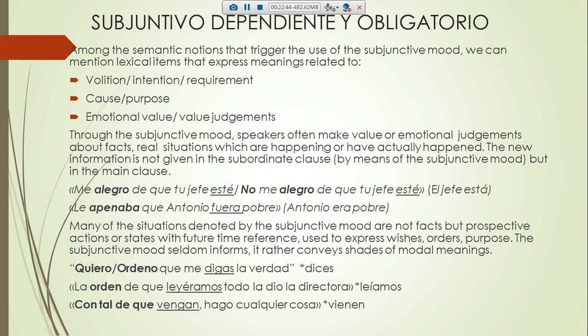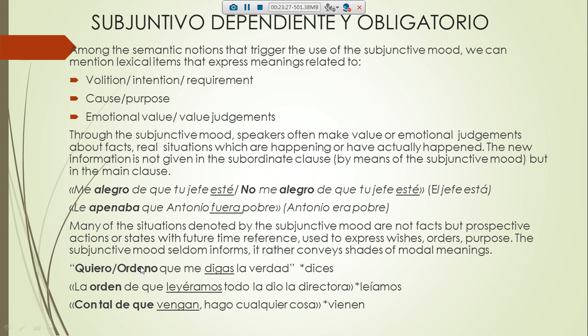Many of the situations denoted by the subjunctive mood are not facts, but prospective actions. Prospective means that they are to happen, so with future time reference, but prospective actions or states with future time reference used to express wishes, orders, purpose. The subjunctive mood seldom informs. It rather conveys shades of modal meanings. Again, this is very, very important. So, the subjunctive mood seldom informs, gives new information, but conveys shades of modal meanings.